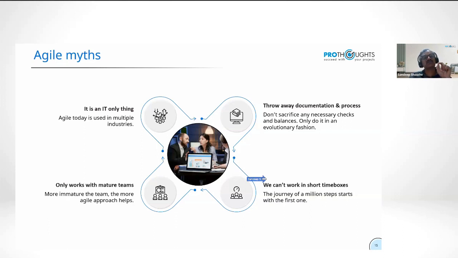But remember, the journey of a million steps starts with the first one. You have to break up the project into smaller deliverables. Whether that is deployed in production directly, available for customers to consume or not is your decision. But you have to figure out a way to break up the scope and deliver incrementally, iteratively, if you want to be agile.